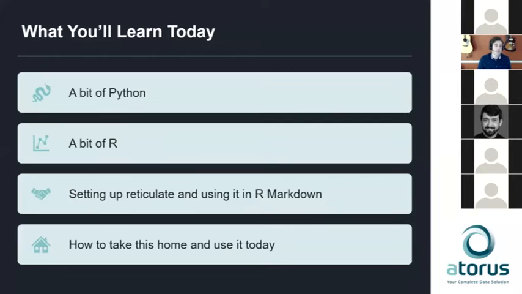So what you'll learn today and what we hope you can take away from this: we're going to do a bit of Python and a bit of R. We're not going to dive too deep into technical aspects of either, because the focus of what we're going to be talking about today is how you can use these 2 tools together in the same environment in the context of an R Markdown document. So we're going to go over how to set up Reticulate and how to use it within R Markdown, and how you can use these tools together to really get the value of both languages and what they have to offer and see how you can reap those benefits. And ultimately what we want to talk about today is how you can take this home and use it in your processes today.